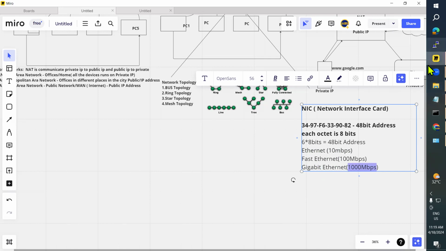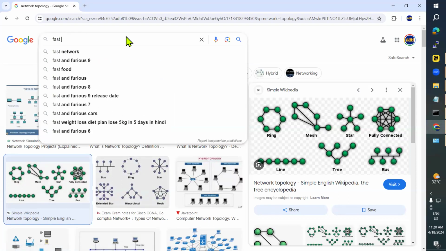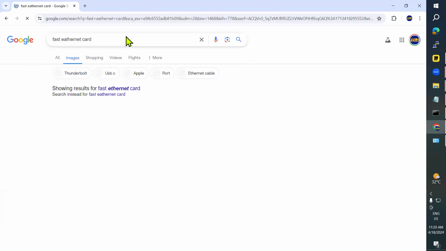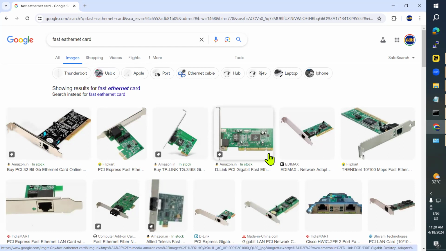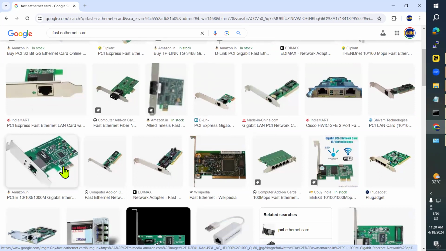For example, many Ethernet cards are available. For example, a fast Ethernet card. See, this is a fast Ethernet card. You can see the Amazon 32-bit GB. See the shape and working, everything is the same, only speed. That's it. Only speed.